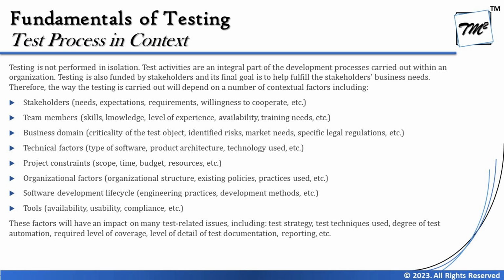When it comes to business domain, criticality of the test object, identified risk, market needs, specific legal regulations, etc. will be contributing here in order to drive our entire test process. Also, technical factors, which include the type of software, product architecture, and technology used, will all be contributing factors in determining how my test process will actually be defined. So, in case you're getting a little carried away about what these pointers are all about, we are talking about all those factors which influence the definition of your test process. As we told you, your test process may not be exactly the same as that of other organizations, so what are those factors which influence your test process?